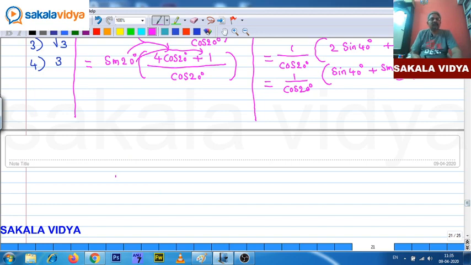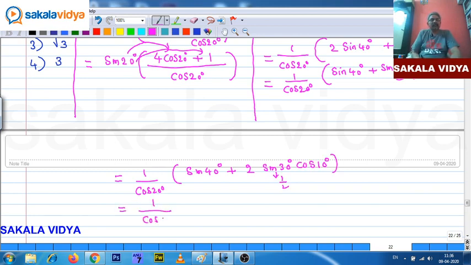So, now here we get 1 by cos 20 into sin 40 degrees plus sin 40, sin c plus sin d is 2 sin 30 degrees, okay. Sin of 40 minus 20 is 20, sin 30 is 1 by 2, this will be 1 by cos 20 into sin 40 plus this can be written cos 10.